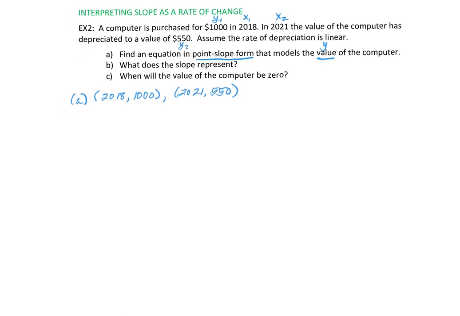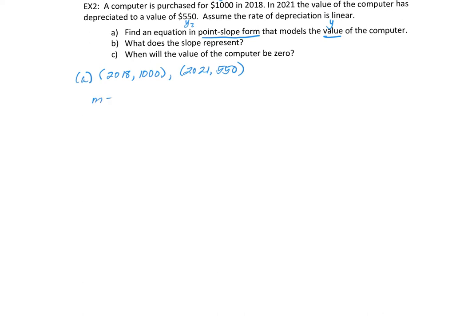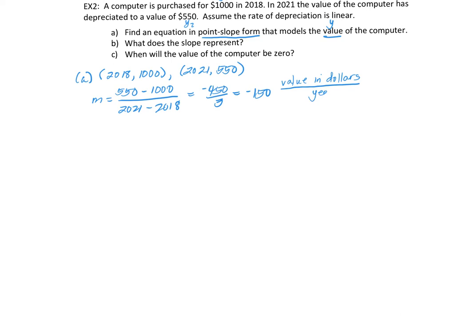I need to find my slope, and I do have 2 points. My slope is going to be my y sub 2, which was 550, minus y sub 1, which is 1,000, over my x value 2021 minus 2018. So that would give me a negative 450 over 3, which would be a negative 150. Now remember, that's our slope. And what we're comparing is our top value, the value of the computer in dollars, over the time in years.